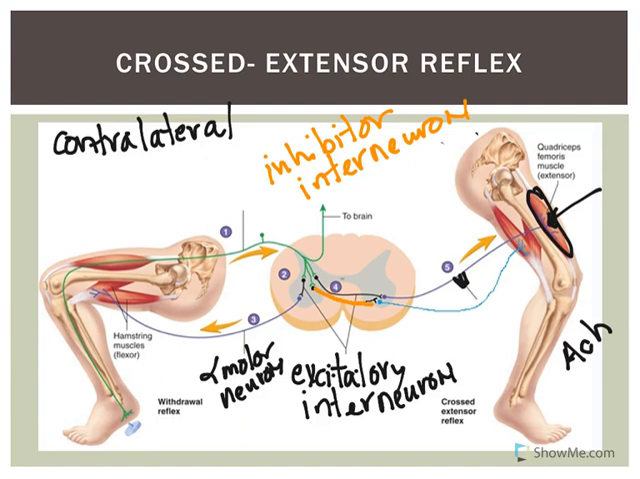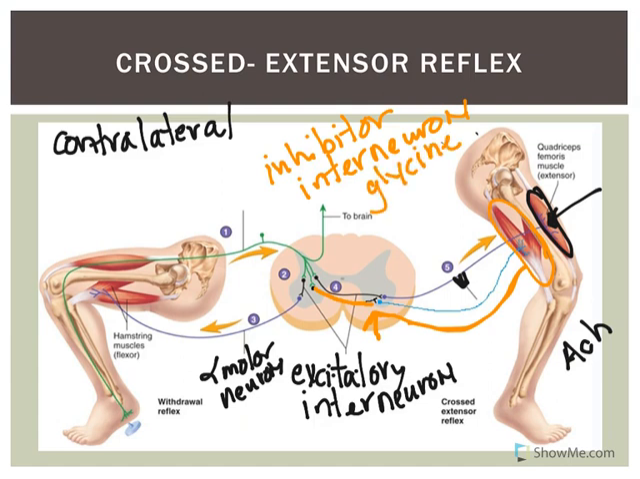So what happens is, when you want extension of the opposite leg, you do not want the flexor muscles, in this case the hamstrings, to contract. And so here, you're ensuring that these muscles here will not contract. And the neurotransmitter released at that point there is actually glycine.